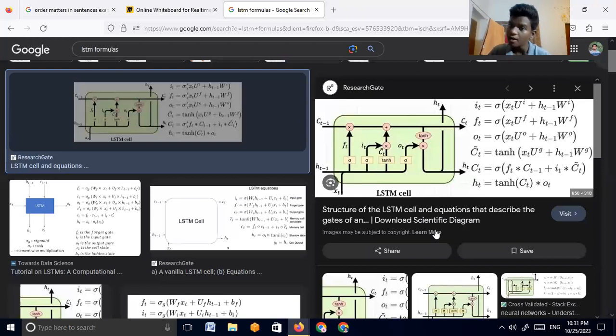And in the next formula, C hat t is going to be the tanh of xt Ug plus ht minus 1 Wg. It's the same thing, but here we have Ug, which is another weight. Wg is also another weight, and xt and ht minus 1 are going to remain the same in all the formulas. After doing that, in the final, this ct is going to be maybe the hidden state. So here they have two, ct and ht. In the case of LLMs, we will not be needing that. We only need either one.